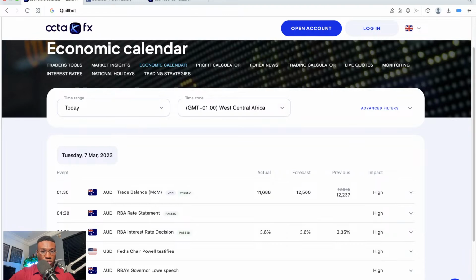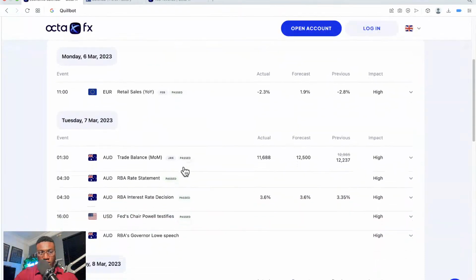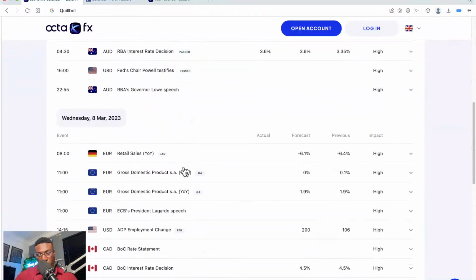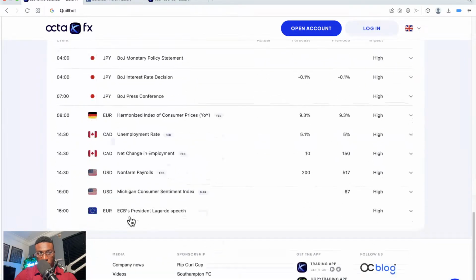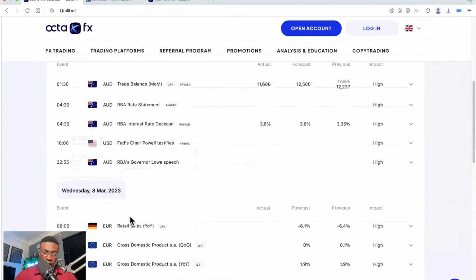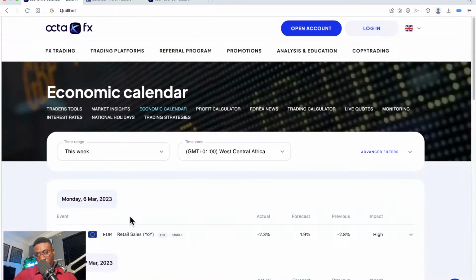And the last one would be the Reserve Bank of Australia governor's speech. The consensus for this speech is not really known, and it's something I'll be looking out for as traders. So it's going to be an interesting week with a lot of high impact events. We still have high impact events on Wednesday, Thursday. We have NFP on Friday, and these are events that will bring about volatility to the market.